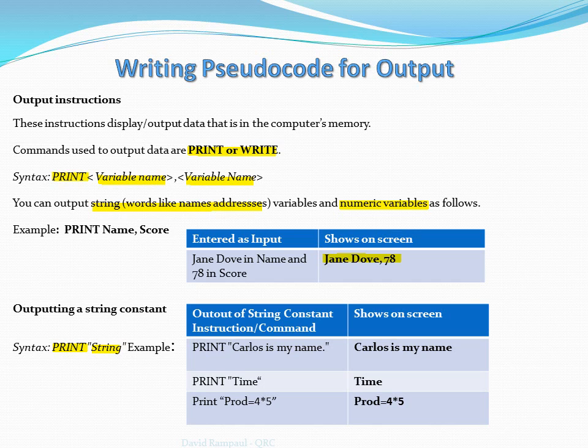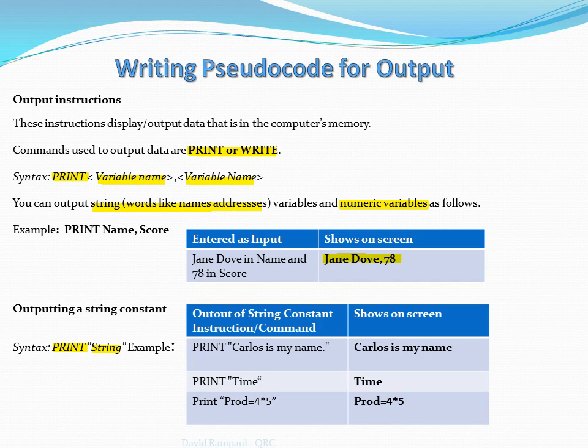Let's look now at outputting a string constant. A string constant is anything that we want to print that is not in a variable, but we need to just print out what is within the quotation marks. So the syntax again, we use the word print, and instead of putting the variable name, we use double quotation marks, and we write the string inside of it.